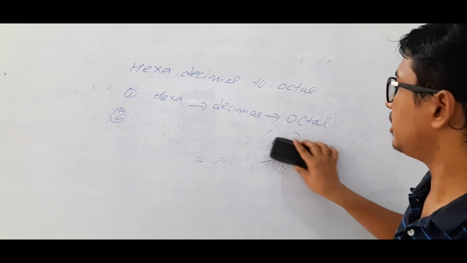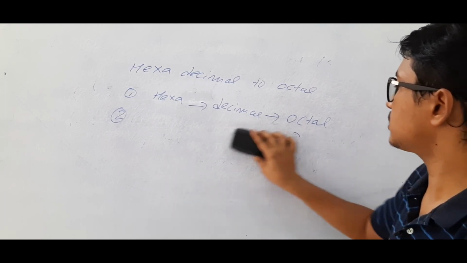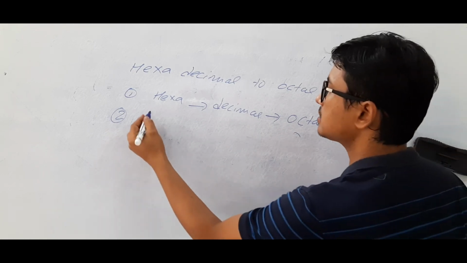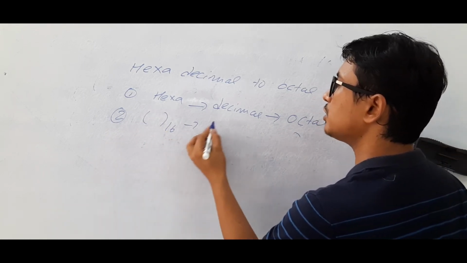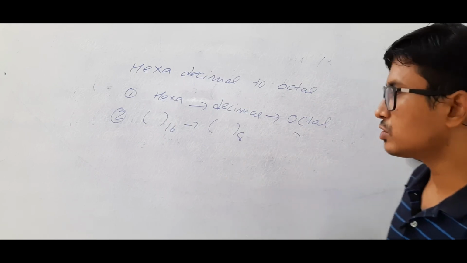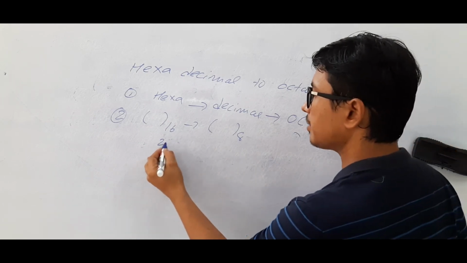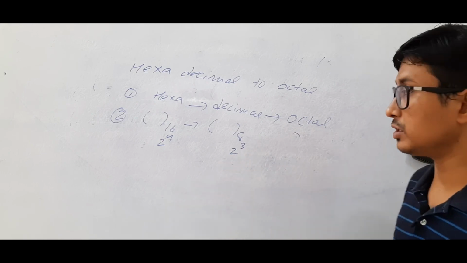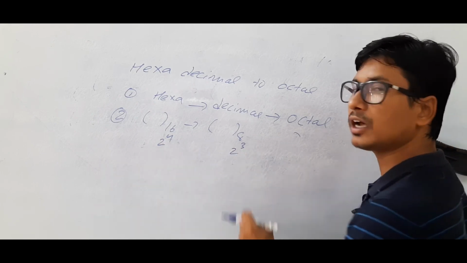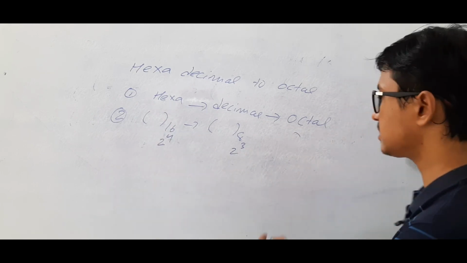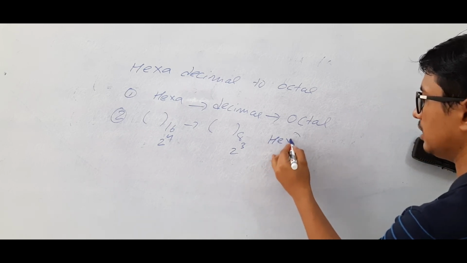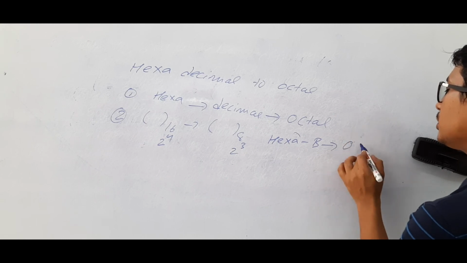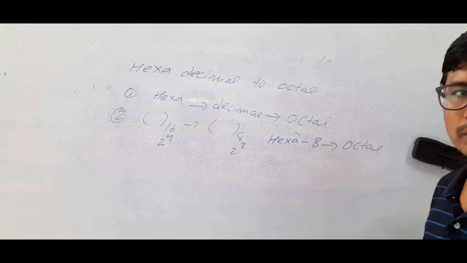Now the other way of converting a hexadecimal to octal. What is the hexadecimal base? Base 16. You want to convert into base 8. Now 16 I can represent as 2 power 4 and 8 I can represent as 2 power 3. So the meaning is that I can convert this base 16, meaning hexadecimal, to binary. From binary I can convert into octal. Are you able to understand?